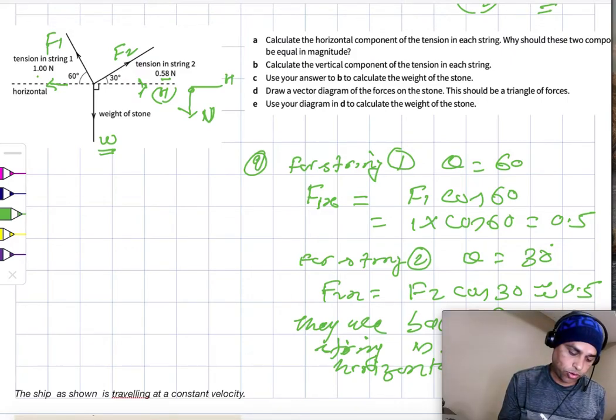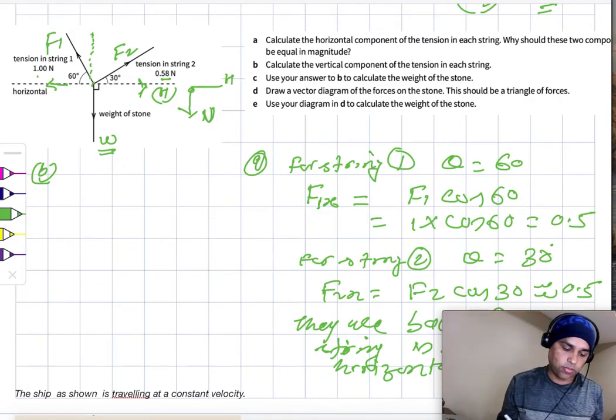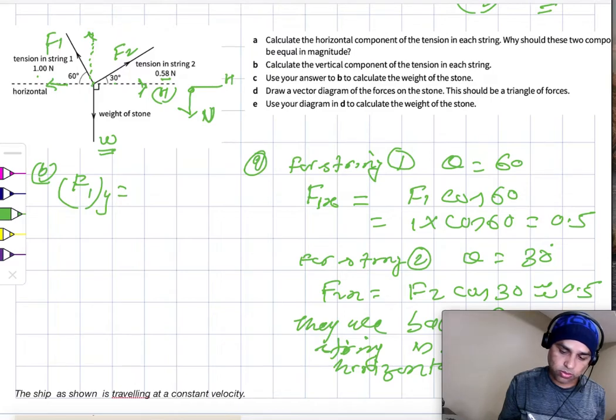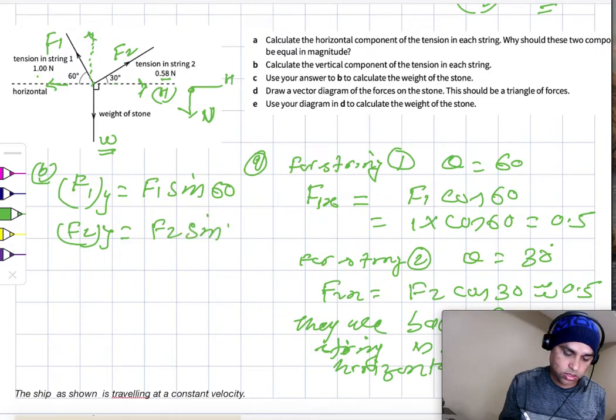And for B, what do we calculate? Calculate the vertical component of tension. Okay, the vertical component is in this direction, right? This angle is 30, and for the vertical components we have F1y equals F1 sine 60, and F2y equals F2 sine 30.